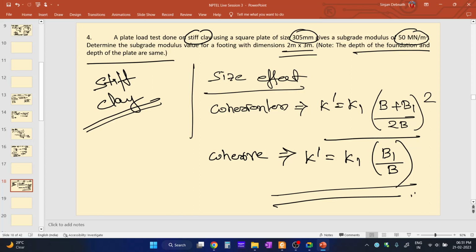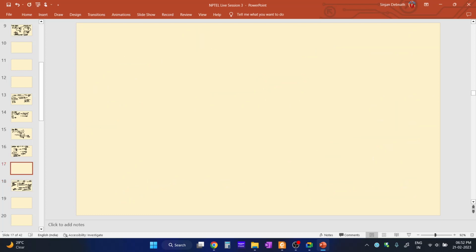This is to incorporate the size effect. That is, if we want to find the subgrade modulus for a square footing, BF by BF, we need to use this equation for cohesive soil. And the shape effect is the same for both soils, for cohesionless and cohesive soil. So let me solve this problem. You will understand what I'm doing.